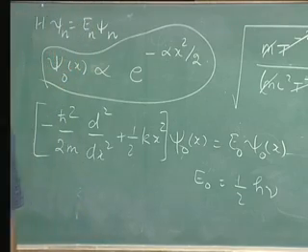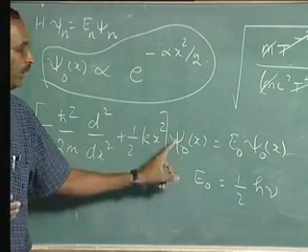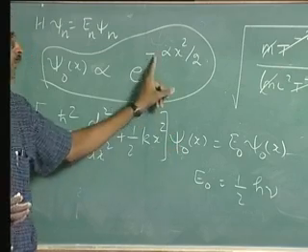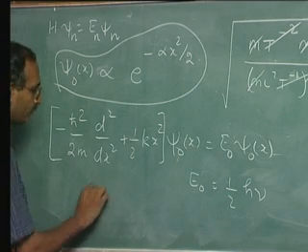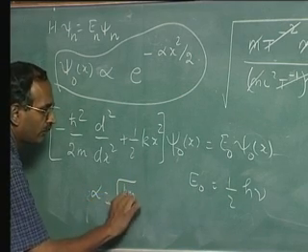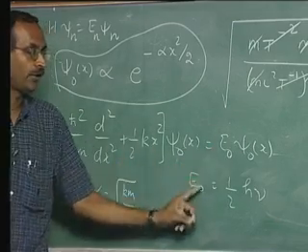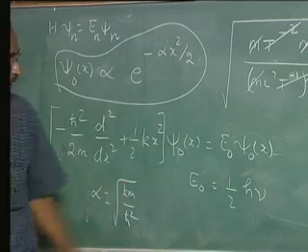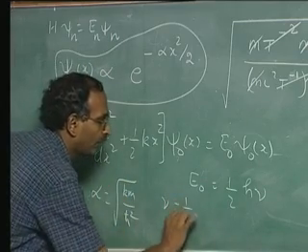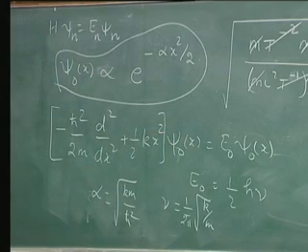I will leave that as an exercise for you to verify that this differential equation, with the solution psi naught being e to the minus alpha x square by 2, with alpha being defined as the square root of km by h bar square, when you substitute that, you get everything right. With nu also given as 1 by 2 pi square root of k by m, you remember. So this is for you to verify.